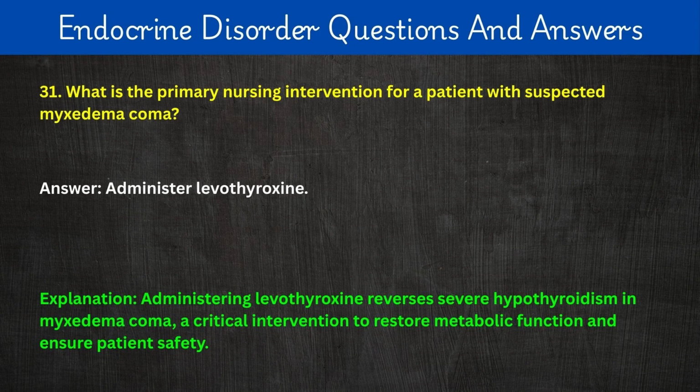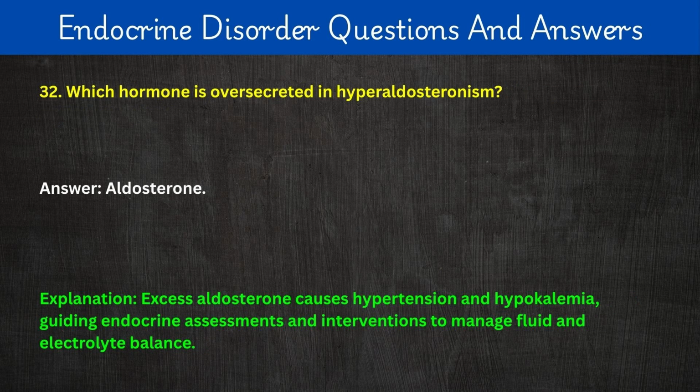31. What is the primary nursing intervention for a patient with suspected myxedema coma? Answer: administer levothyroxine. Explanation: administering levothyroxine reverses severe hypothyroidism in myxedema coma, a critical intervention to restore metabolic function and ensure patient safety.